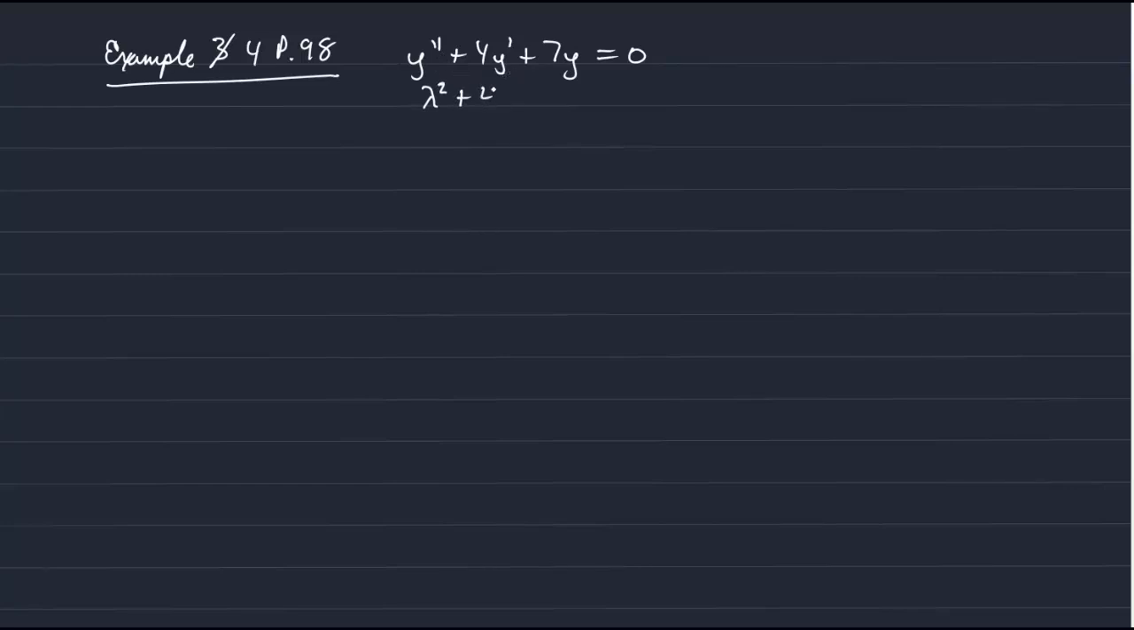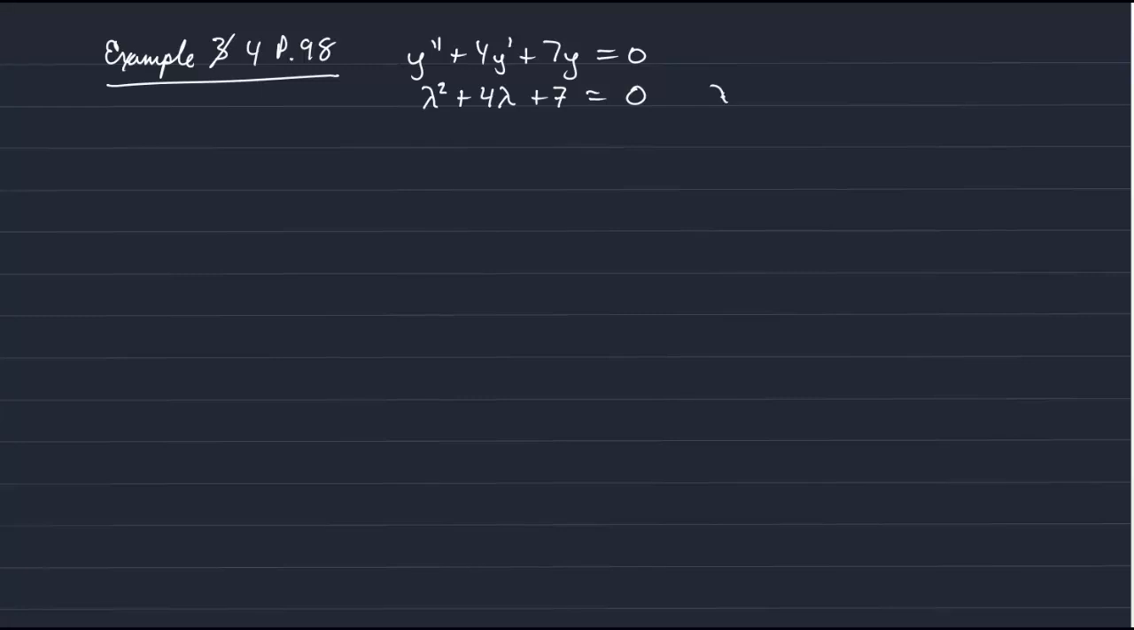So let's look at one more example. Well, I guess this is our example 3 or example 4 in Greenberg, page 98. And the equation is y double prime plus 4y prime plus 7y is equal to 0. And so this gives the characteristic equation. Whenever you see a double prime, you know that's lambda squared. And wherever you see a single prime, that's just lambda. So we have 4 lambda. And then when there's no derivative, this term just drops out. So that's 7. So this is our characteristic equation.